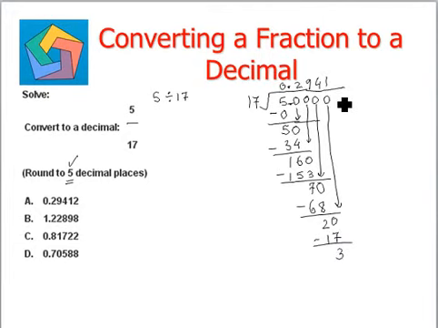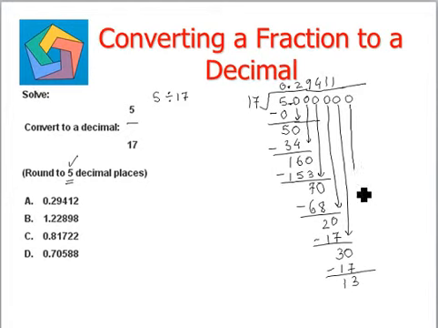We put another 0 over here. This comes down. So this becomes 30. Now 17 times again 1 would be 17. We subtract this. 30 minus 17 is a 13. When we subtract, we bring down another 0 from here. This comes down and this becomes 130.